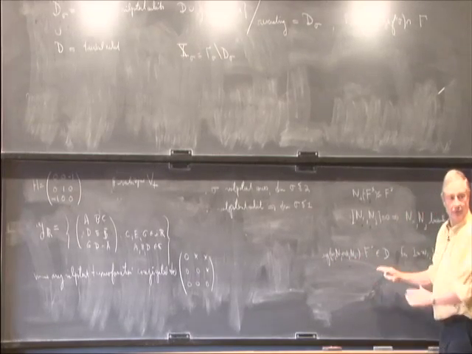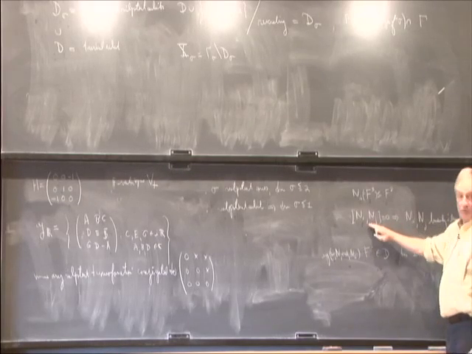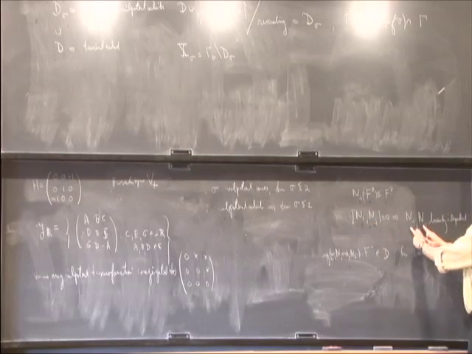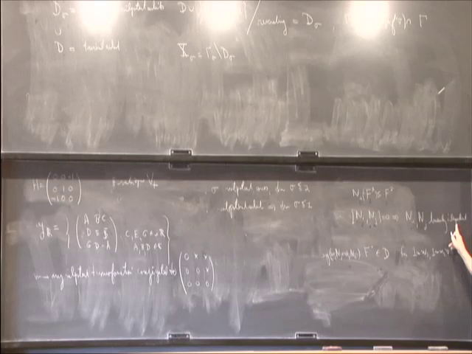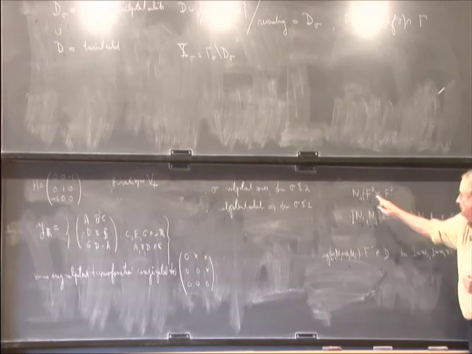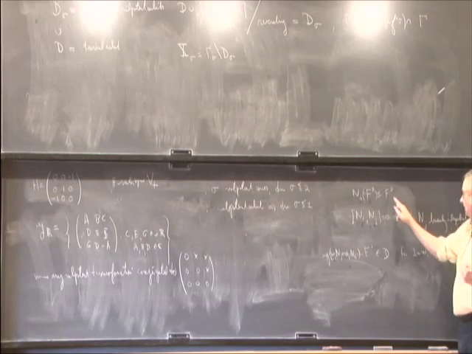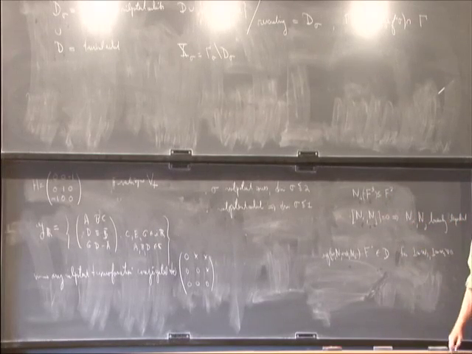Okay, if you have this condition and these commute, that implies that they're linearly independent. This condition here, linearly dependent. Yeah, sorry, it implies they're linearly dependent.